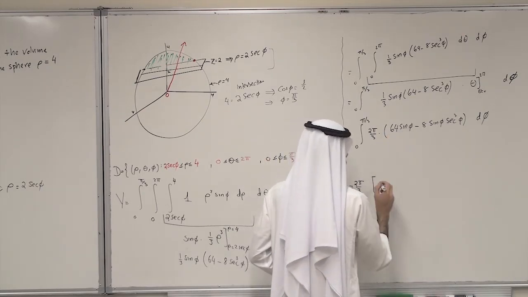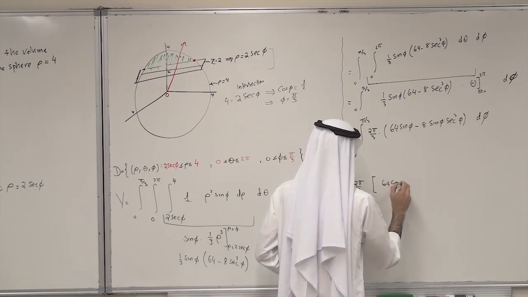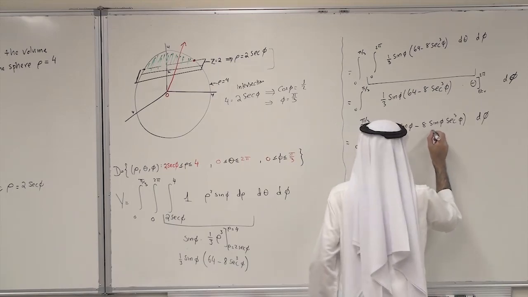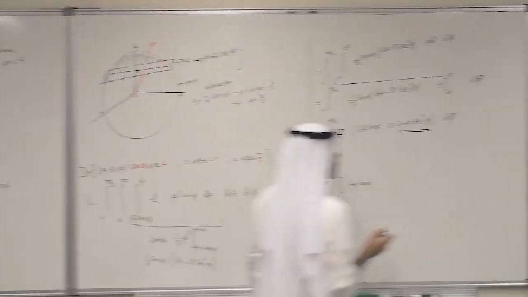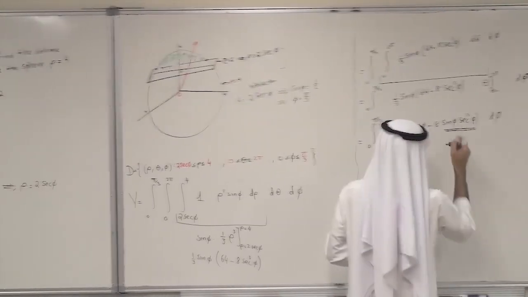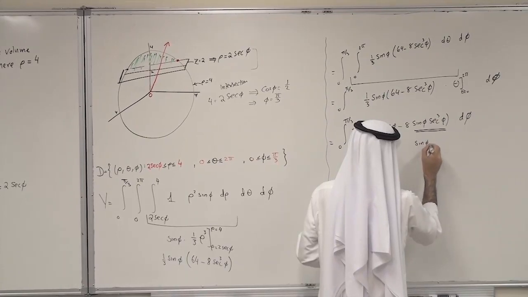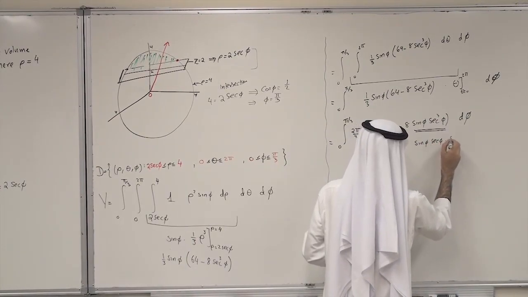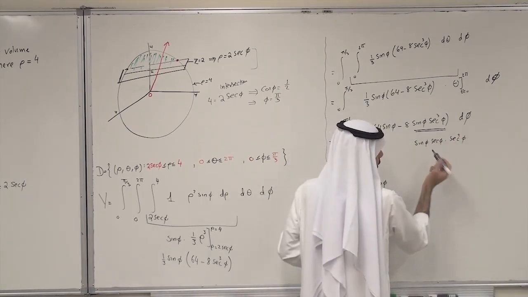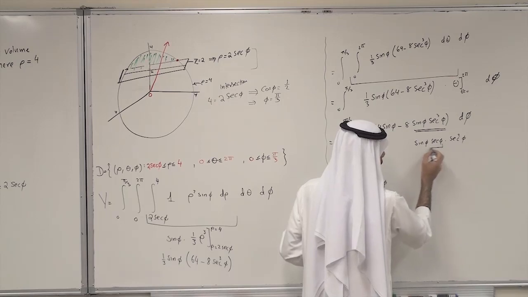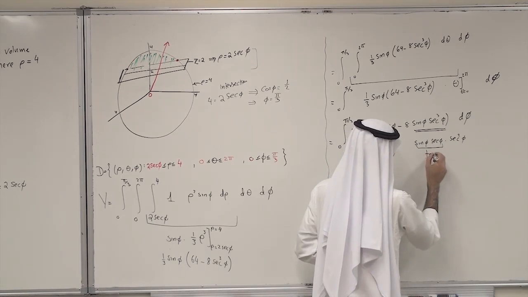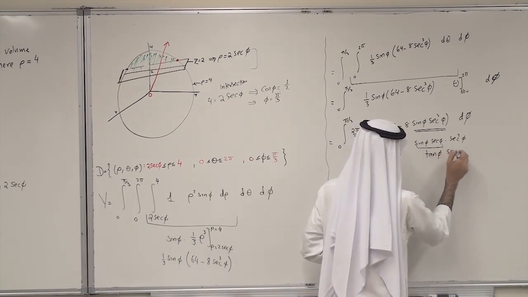The integral of sine will be negative cosine, so 64 cosine phi. Now how do we integrate sine times secant cubed? Well, we take one secant, so sine phi times secant phi times secant squared phi. Secant is 1 over cosine, so sine over cosine is tan. So this is tan phi secant squared phi.